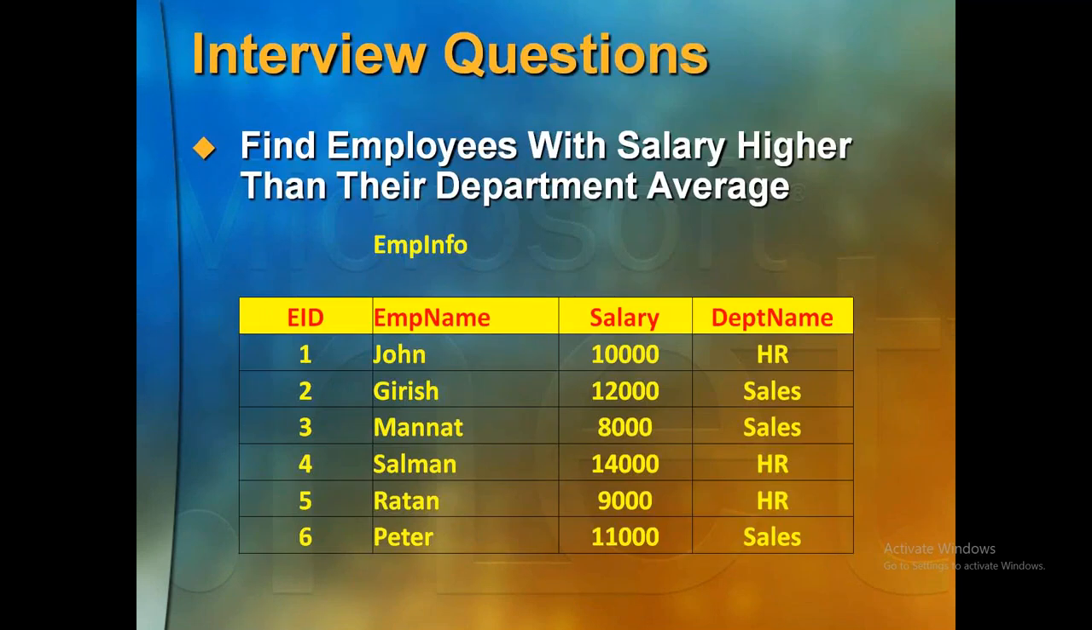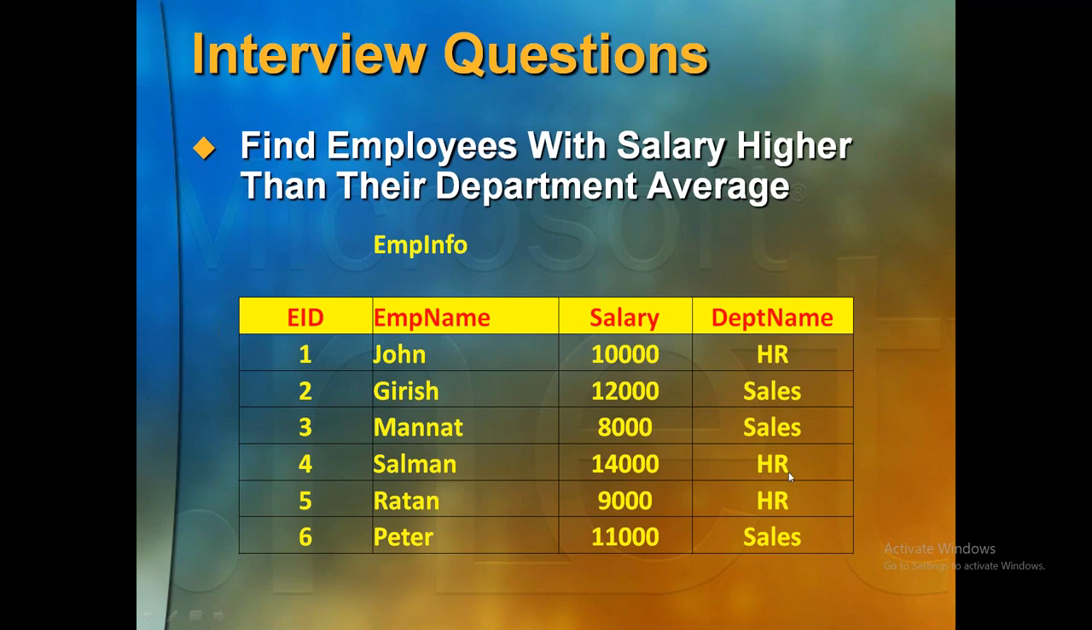This is one beautiful question people asked the other day: find employees with salary higher than their department average. Say John is getting 10,000 per month, Girish is getting 12,000, Manath 8,000, Salman 14,000, Ratan 9,000, and Peter 11,000. These employees work in the HR and sales departments. Find employees with salary higher than the department average.